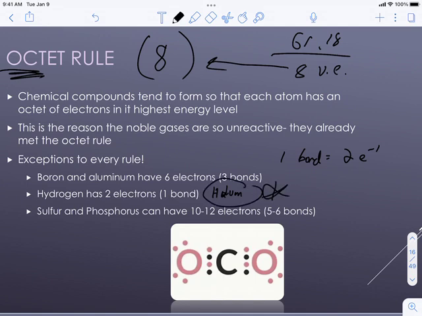And then sulfur and phosphorus, they can have expanded valence shells, it's called. So they can have more than 8. So boron and aluminum can have less than 8. Sulfur and phosphorus can have more. They can have 10 to 12 electrons. They don't have to. They can have 8, but they're also happy expanding depending what they're bonding with.